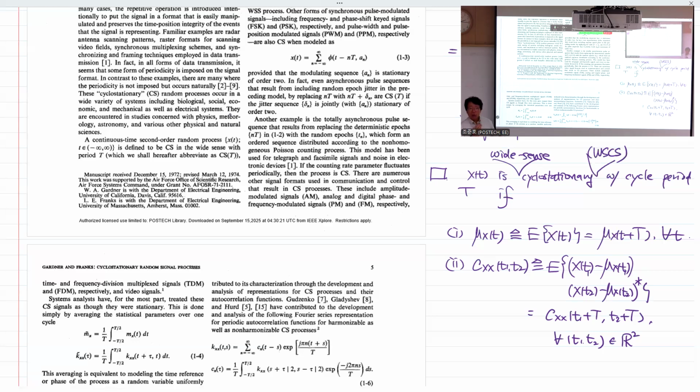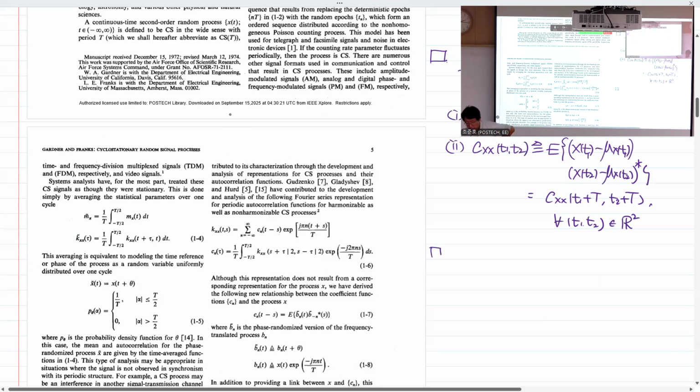And if you want to define strict sense cyclostationarity, what would be a good starting point? Probably you remember strict sense stationarity, not just strict sense cyclostationarity. What was the definition? So let me remind you, x of t is strict sense stationary if what? If anybody?